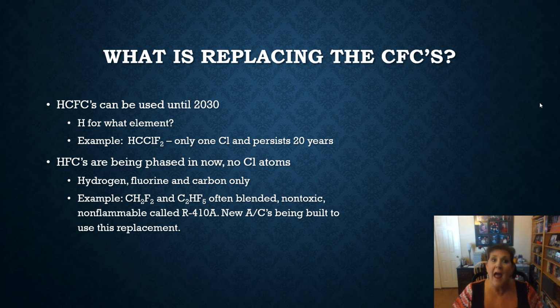The freon now is called R410A. Your new air conditioners being built now use this as their replacement. They don't use freon anymore. So anything built really in the last 10 years probably doesn't use freon anymore. We're doing a good job switching over.